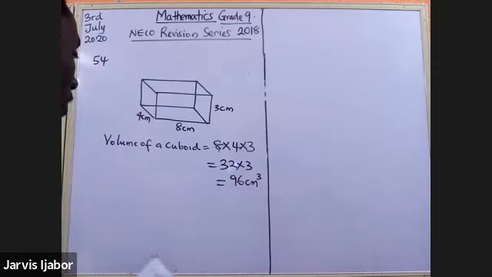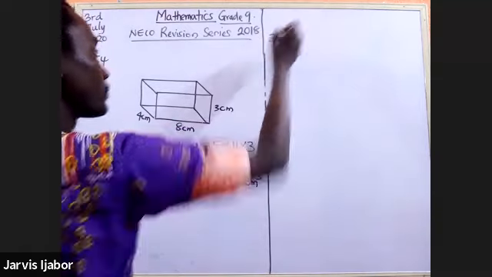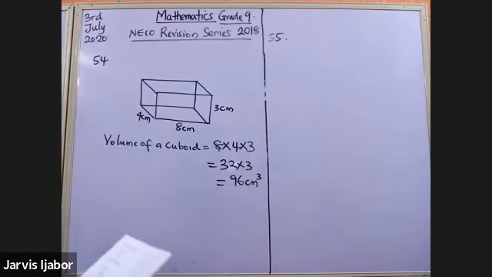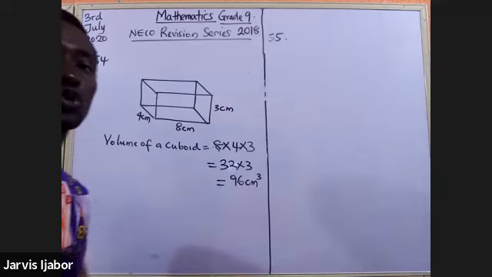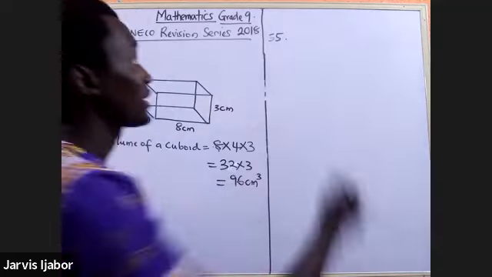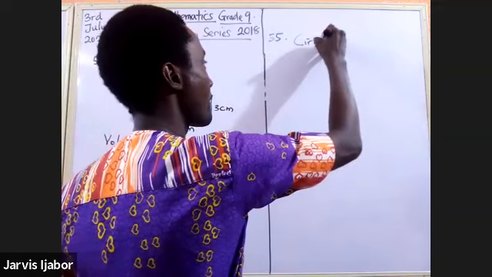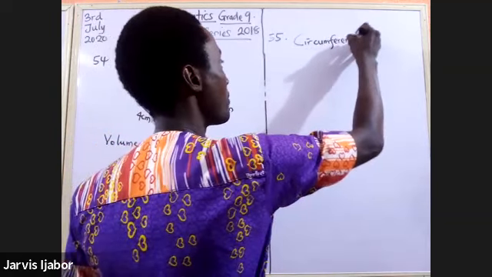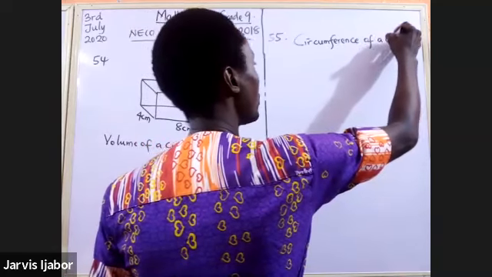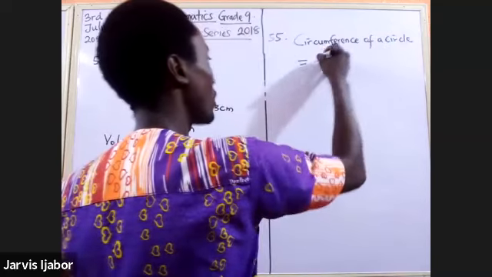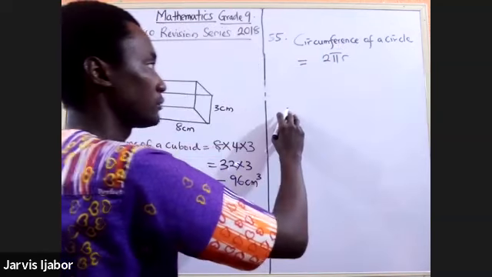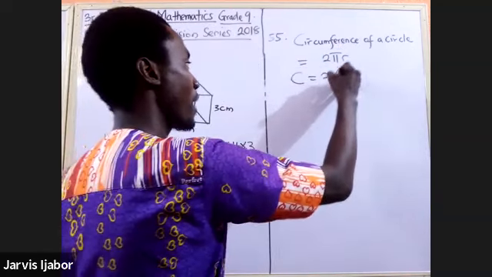Now let's go to question 55. In question 55, we are told to calculate the radius if the circumference of a circle is 64 centimeters. I'm going to use this to show you the concept of change of subject of a formula. Circumference of a circle is equal to 2 pi r. So which means C is equal to 2 pi r.